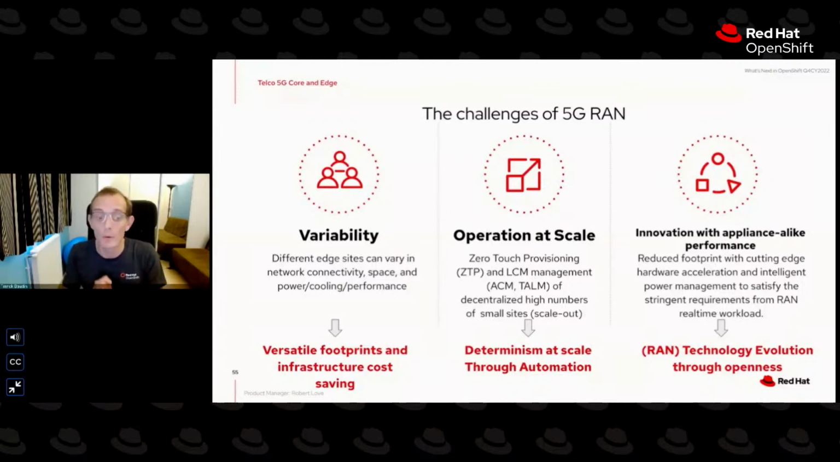Innovation with appliances like performance. Red Hat will continue to add support for next-generation hardware that our telco customers require, as seen in the previous slide. Also, as the hardware vendors are improving power management on their hardware, our open ecosystem will allow Red Hat to leverage these capabilities across the stack, and we will see an outlook in the next slide.